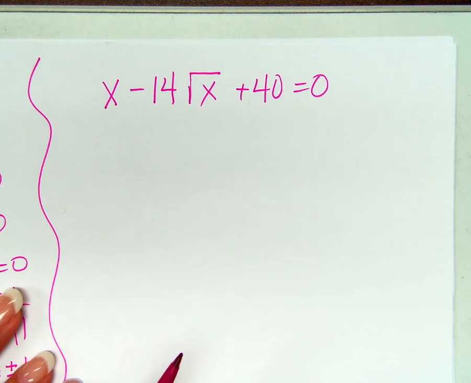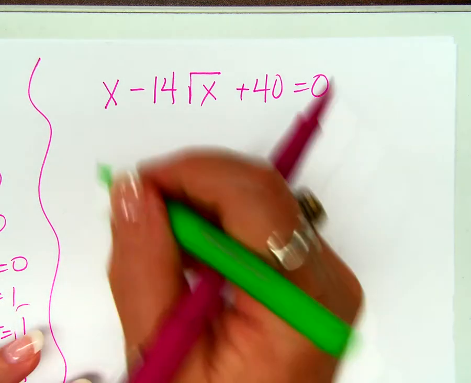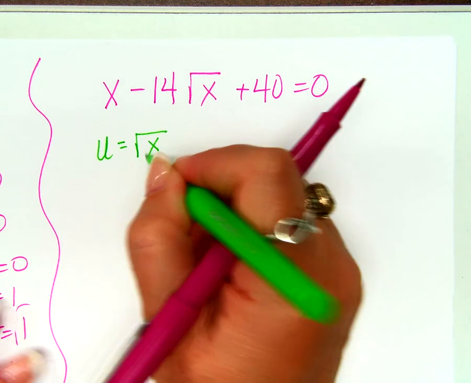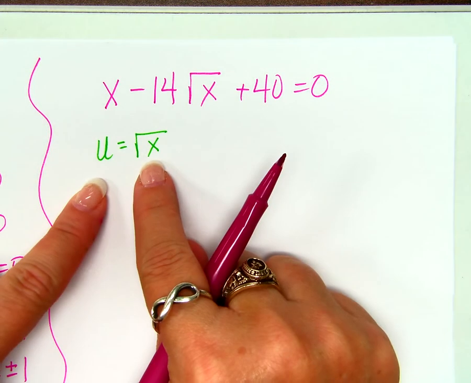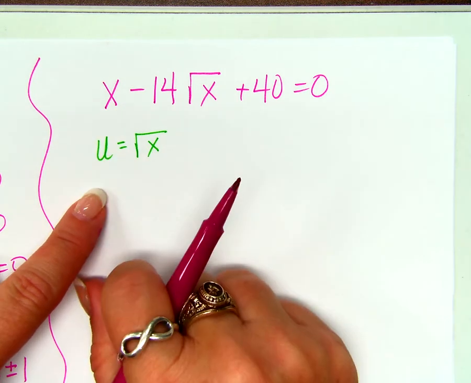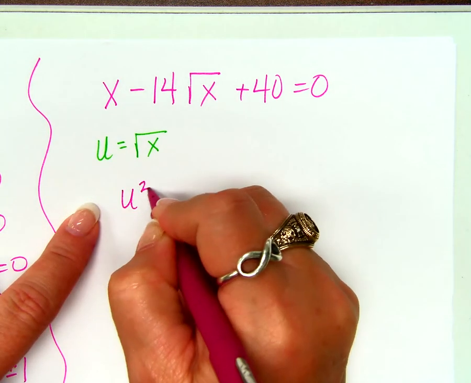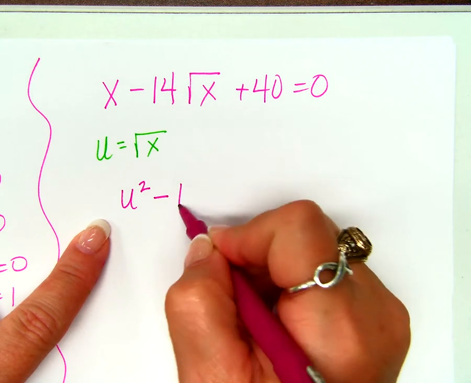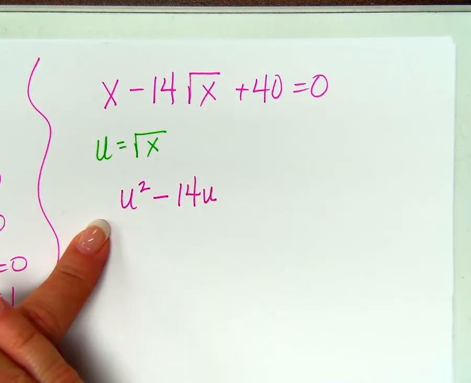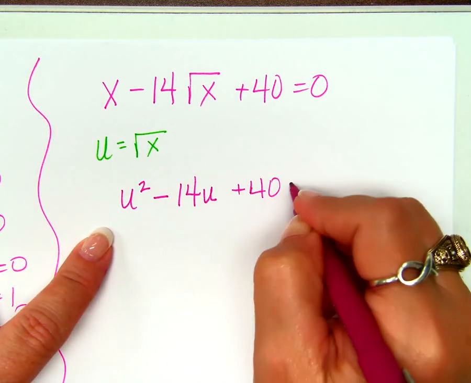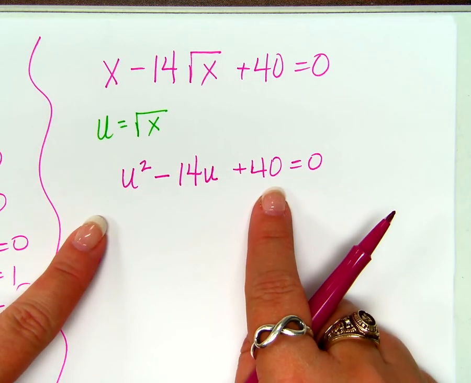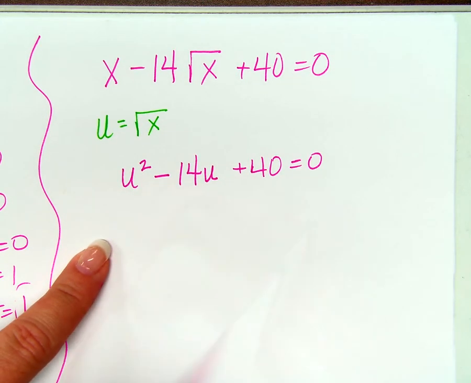But what if I did a u substitution instead? What if we let u equal what? What do you think we want u to equal? Square root of x. Okay, I want u to equal the square root of x. If u equals the square root of x, what is x then? u squared. Minus what? 14u plus 40 equals 0. That suddenly becomes a way easier problem. What multiplies to be 40 and adds to be negative 14?